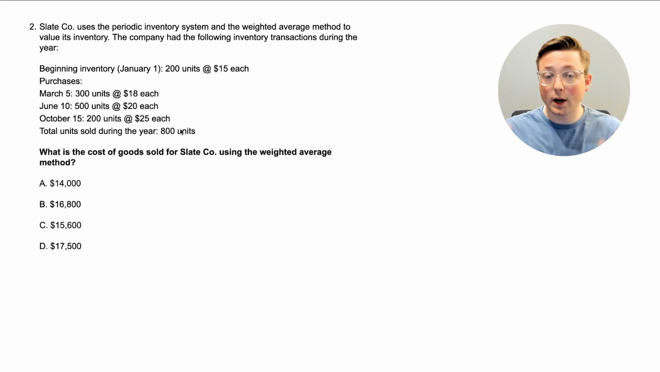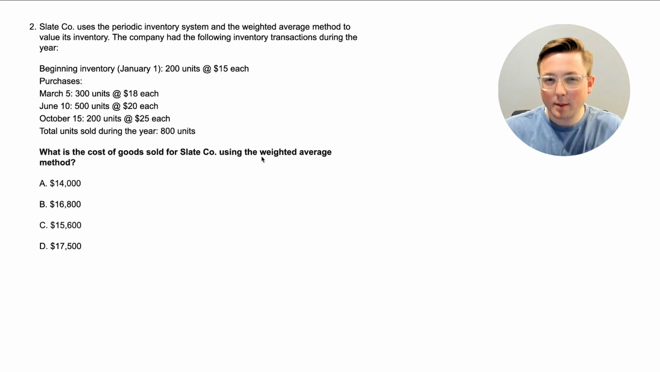So this is quite similar to the periodic LIFO method as far as the information that we're given, because we are doing this at the end of the period. So we're taking into account all units that were sold, 800 units, not perpetually, not as you go, just at the end of the period. So 800 units were sold. We have to figure out what the cost of goods sold was using the weighted average method.